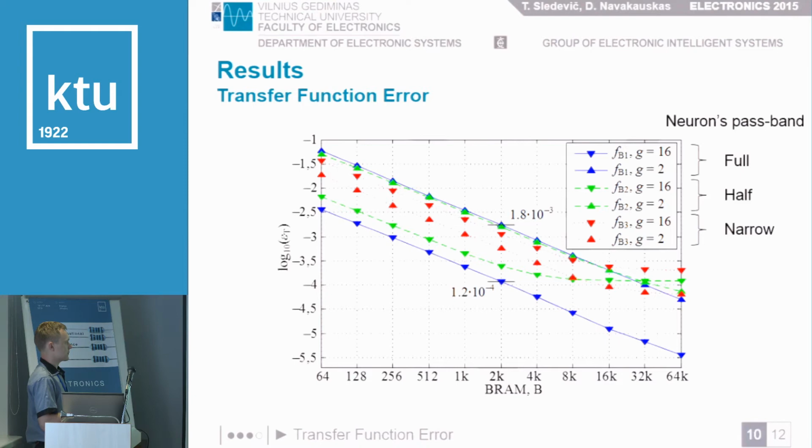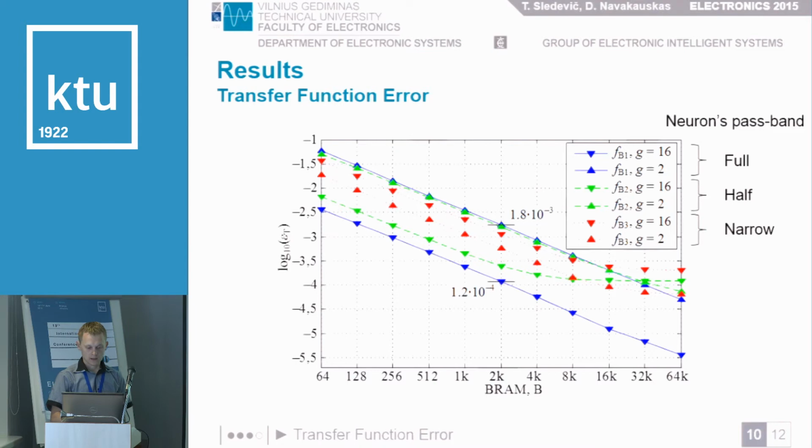There is this line for full band, the second line for half band, and for narrow band this line. So we can see that the narrower the passband is, the higher the error of the transfer function on the output.